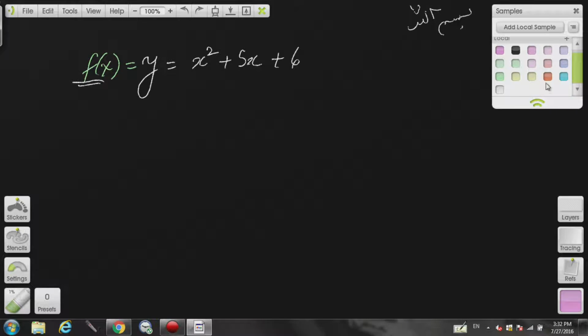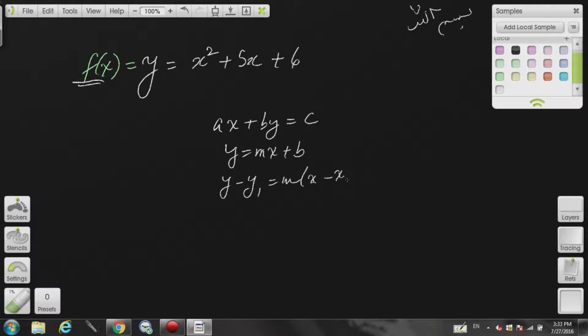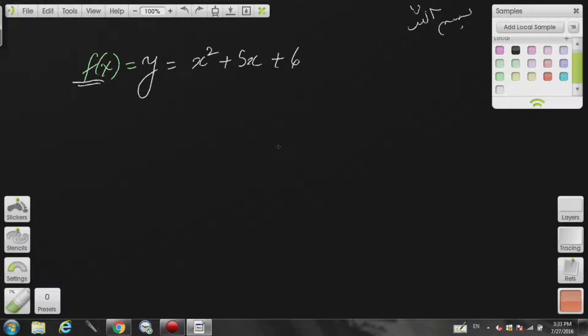Now, we had before 3 ways of writing a line. It's ax plus by equals c. That's the standard form. y equals mx plus b. That was the slope-intercept form. And then y minus y1 equals slope times x minus x1. This was the point-slope form. So these were 3 forms of writing a linear function. Similarly, there are many ways of writing a quadratic function. We have those for lines, and to be fair to the quadratics, there are also several ways.